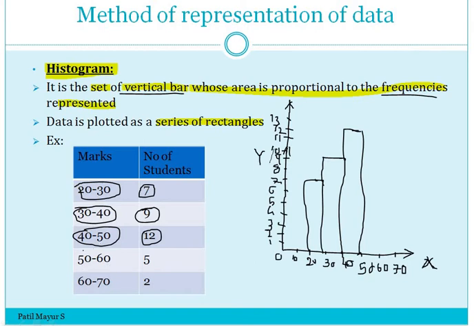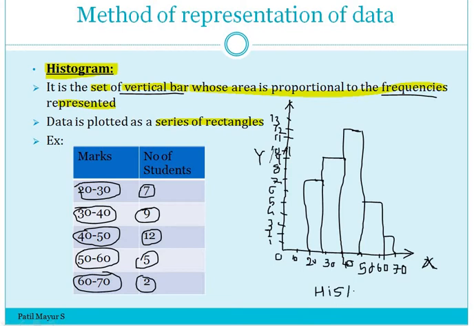What is 50 to 60? How many are there in 50 to 60? In 50 to 60, 5 students are there. Okay, so we'll mark here somewhere. Here 50 to 60, there are 5 students. And 60 to 70 has only 2 students. So here we can get 60 to 70. So this is simply a histogram. It becomes a histogram.